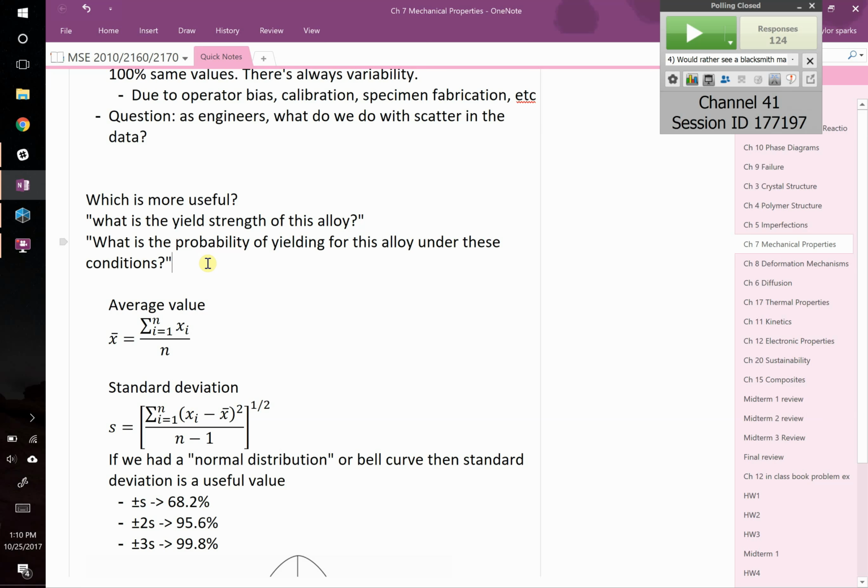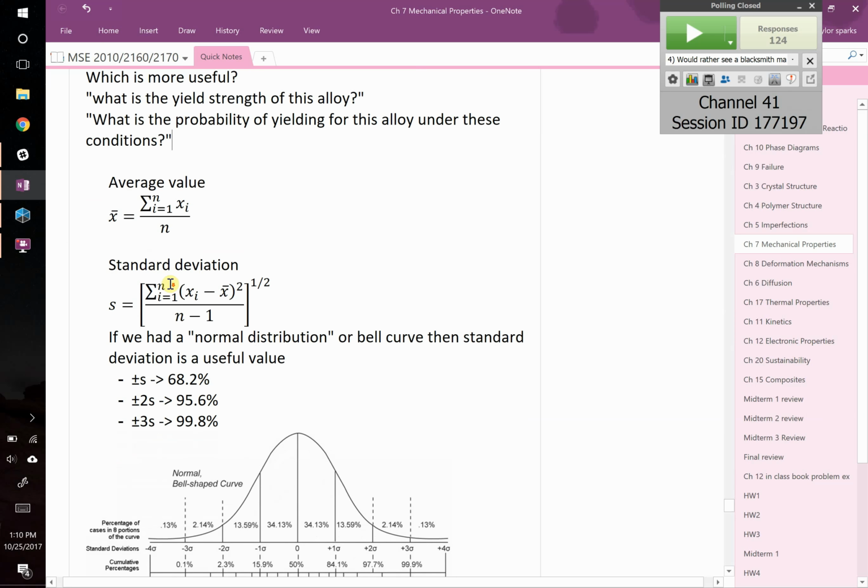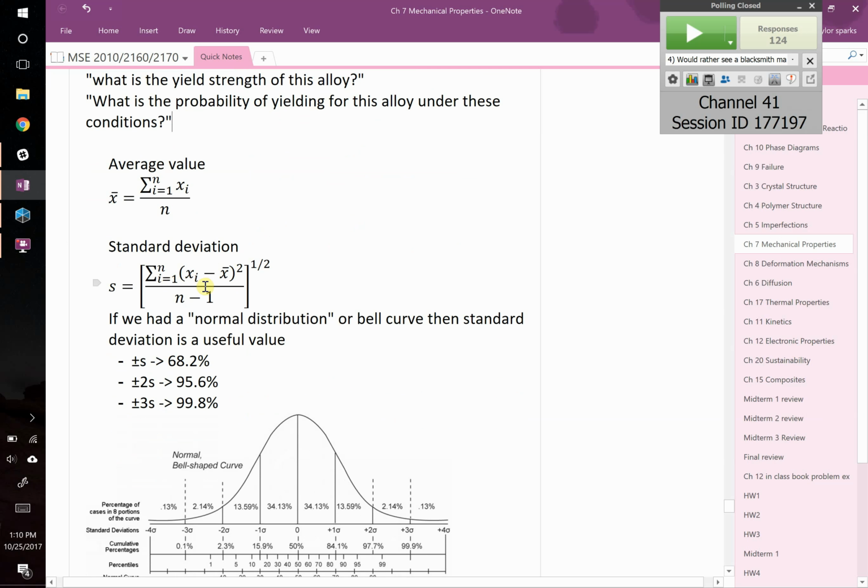And we can actually. So average is easy. Just sum them up, each individual part, divide it by the total number. You guys have all done this since grade school. Standard deviation is a little bit harder. Here's the formula. You're still going to sum something up. You're going to sum up each individual value, and you're going to subtract from each individual value the average value. And then you're going to square that.